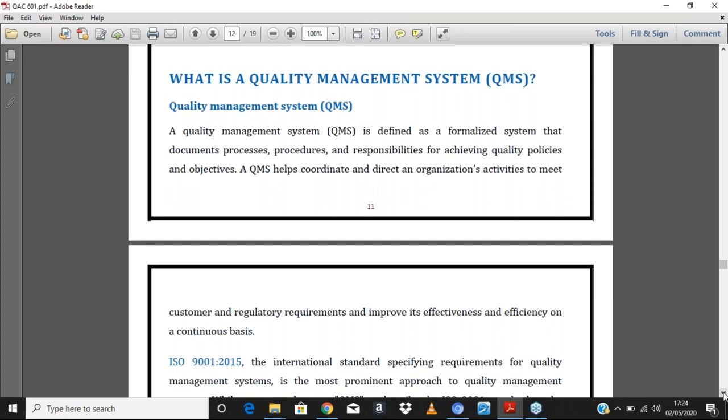Now, the next thing is the quality management system, commonly called QMS. Quality management system. Now, a quality management system, QMS, is defined as a formalized system that documents processes, procedures, and responsibilities for achieving quality policies and objectives. Now, let us break this definition down.